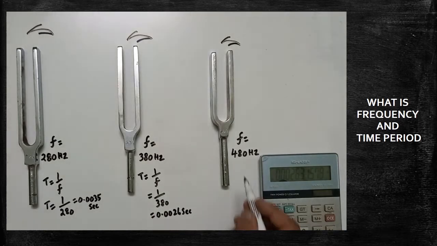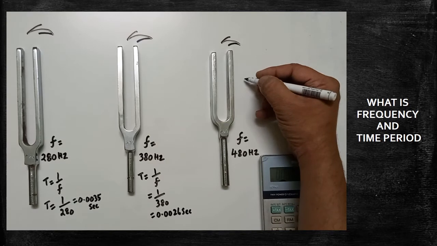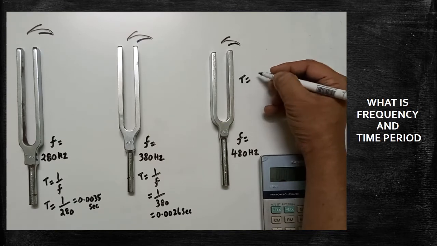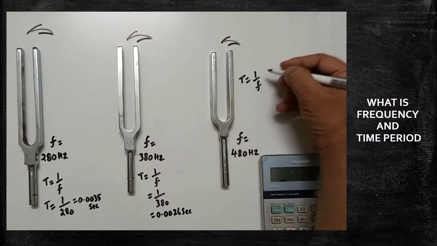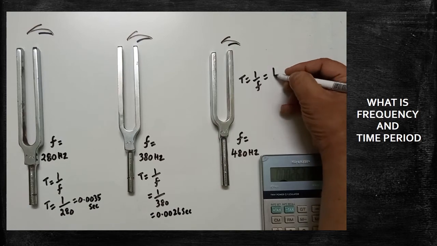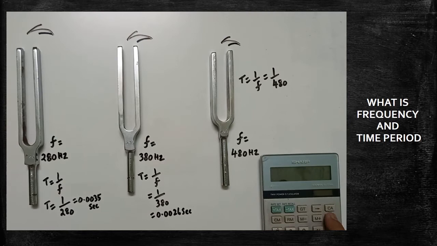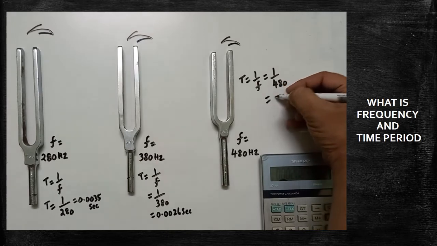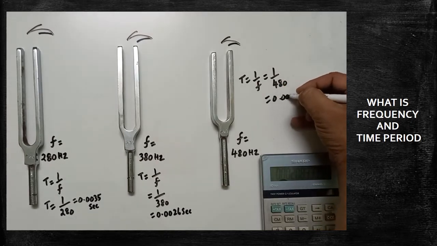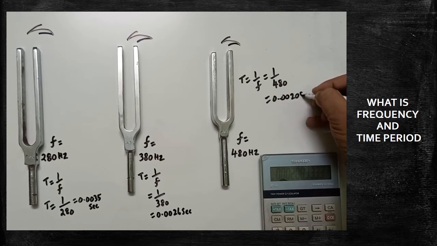Let's calculate the last one. Here in this case, what is the formula again? T is equal to 1 by F is the formula. Substitute here. 1 divided by 480 Hertz must be substituted. So what's the answer? 0.00208 seconds. Are you clear?